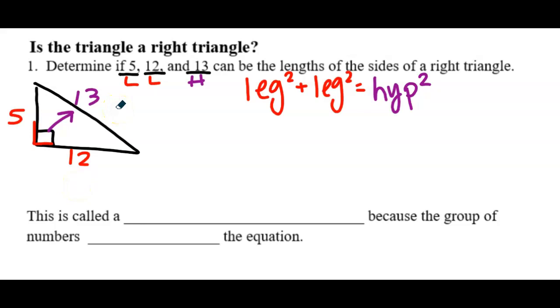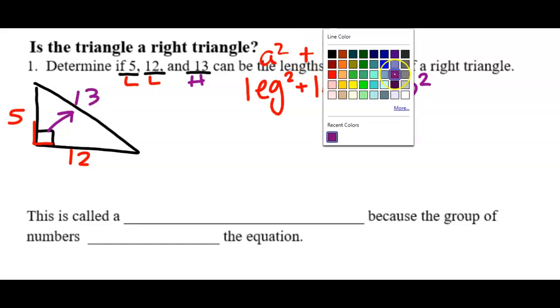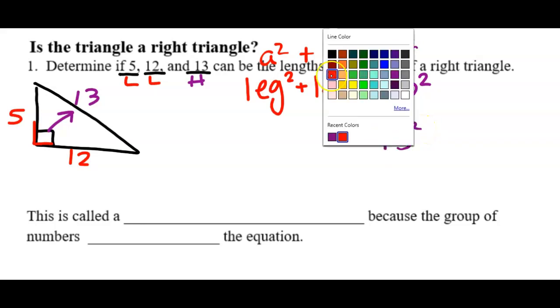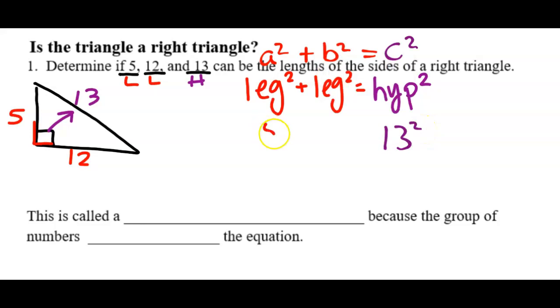So now how do I use the Pythagorean theorem? So again, the Pythagorean theorem is a squared plus b squared equals c squared. Okay, so I'm going to plug my numbers in, and since I have all three in this case, I'm going to see if my two sides are equal. If I was finding a side, that would be different. So here I've got 13 squared. And then over here, I have 5 squared plus 12 squared.